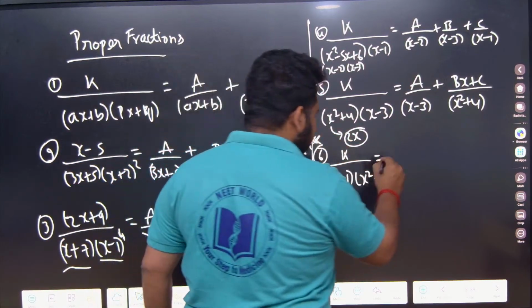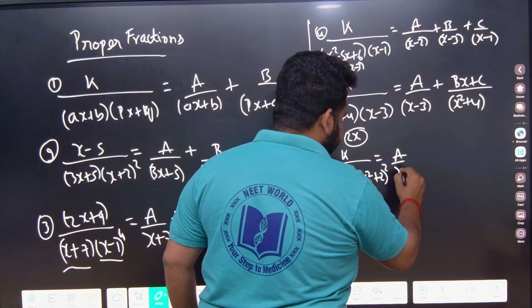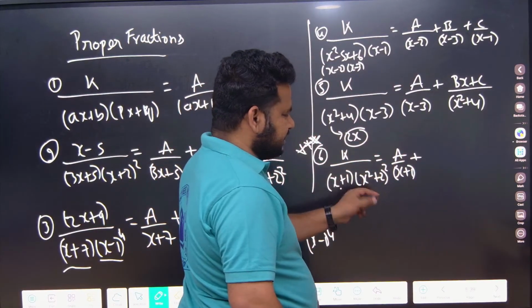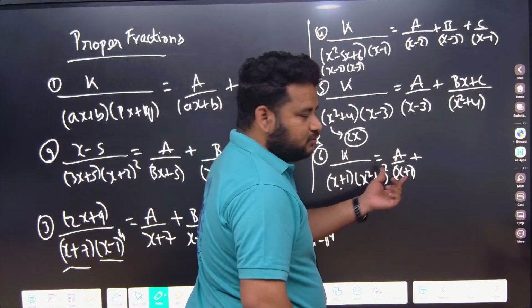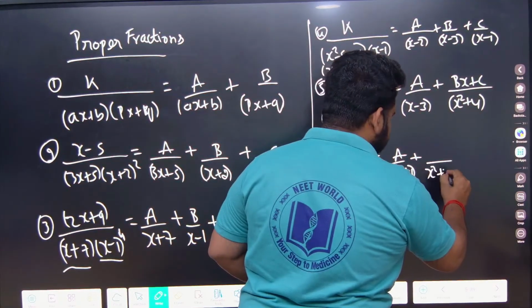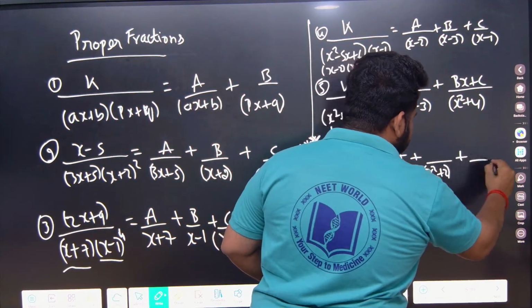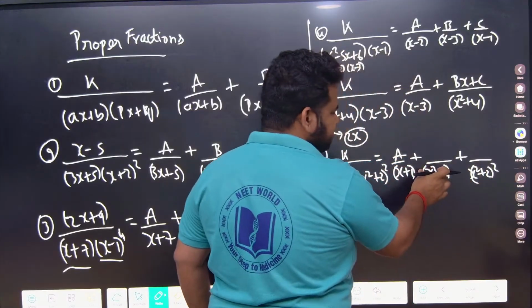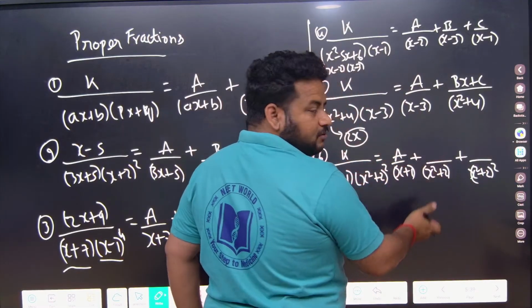So what can we write? Linear means I can write it as a by x plus 1. This x square plus 2 whole square is there, so I should write up until I get x square plus 2 whole square. The first thing I will write as x square plus 2, next x square plus 2 whole square. The numerator will remain the same, that is, x square plus 2, a non-factorizable form.